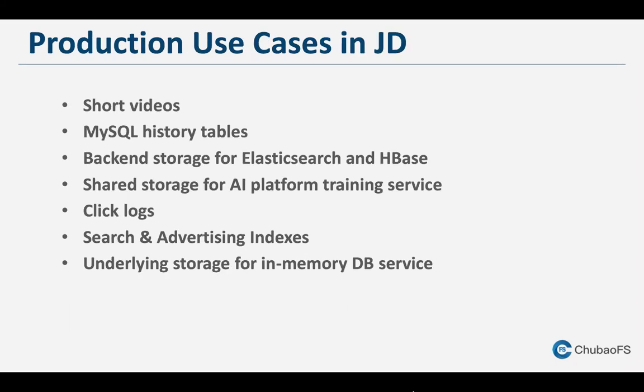Okay, so that's about the details of the different components in our file system. The last thing I want to demonstrate is the production use cases at JD. Currently we have more than 100 applications and services running on the file system. This includes applications like short videos, MySQL historical tables, and backend storage for Elasticsearch and HBase. It's also shared storage for AI platforms and training services.